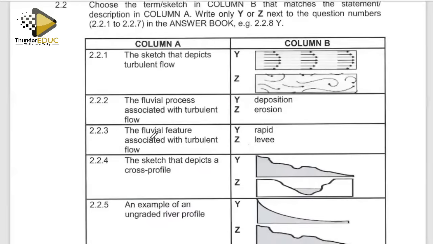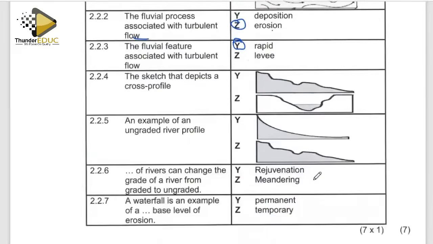Going to 2.2, the sketch that depicts turbulent flow. Turbulent, we are saying the river bed is uneven, resulting in an undulating flow in the river, or the discharge is unstable. This is typical of turbulent flow. The fluvial process associated with turbulent flow is erosion. When there is erosion, the river bed becomes uneven, such that the flow of the water is also uneven and turbulent. The fluvial feature associated with turbulent flow is a rapid. We know that rapids are a short version of a waterfall, and they are likely to cause the flow to be unstable.